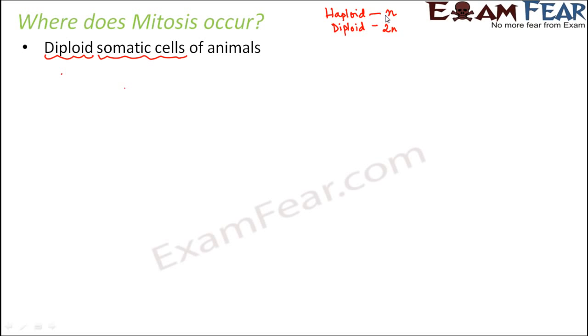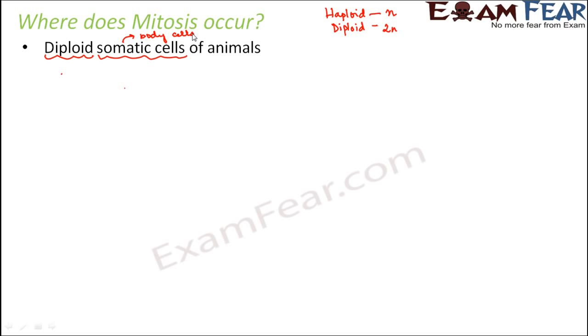So mitosis generally occurs in diploid somatic cells of animals. Somatic cells are nothing but the body cells. Animals have two types of cells in their body. One is the body cells, the somatic cells. The other one is the specialized sex cells or the gametes. These body cells are all diploid, whereas the specialized sex cells are haploid. For example, human beings have a total of 46 chromosomes, or 23 pairs of chromosomes. Out of that, 22 pairs are somatic, which are diploid, whereas one pair is the specialized sex cells, which are haploid.